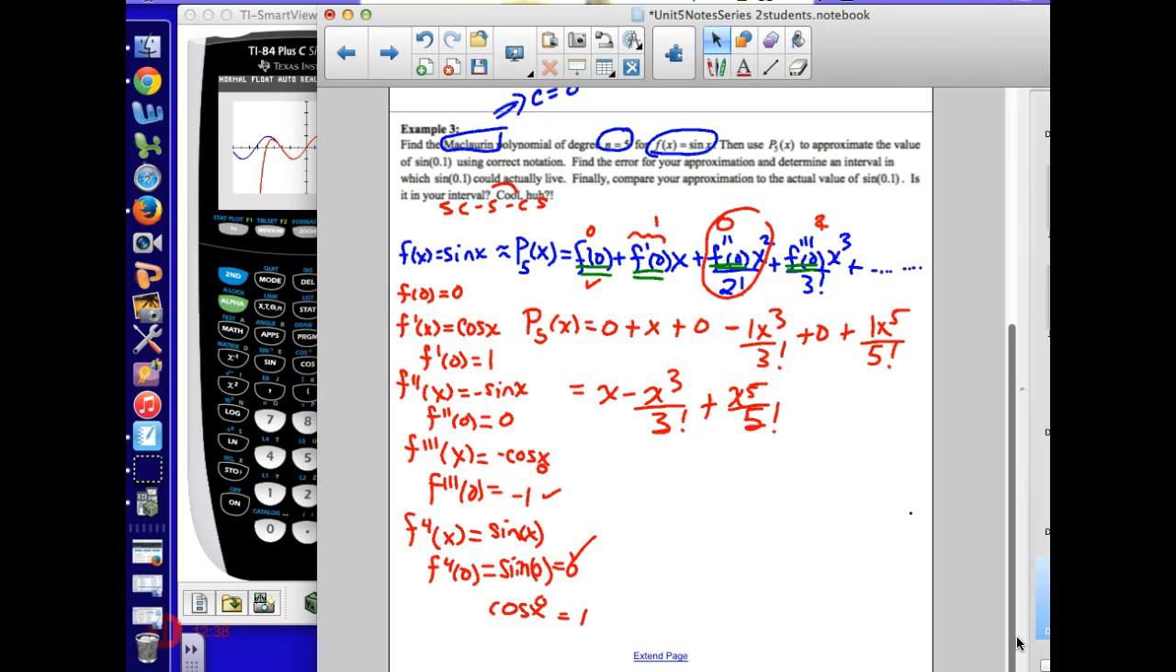Had I been asked to do a 7th degree one, I would be pretty certain that that would be next. All the even powers seem to be wiping out because these derivatives are 0. And the odd ones seem to be alternating signs, but the powers match the factorial on the bottom. This is called the 5th degree Maclaurin polynomial for sine of x centered at 0. Well, it said to use this to approximate sine of 0.1. So sine of 0.1 can be approximated by putting a 0.1 into this polynomial.